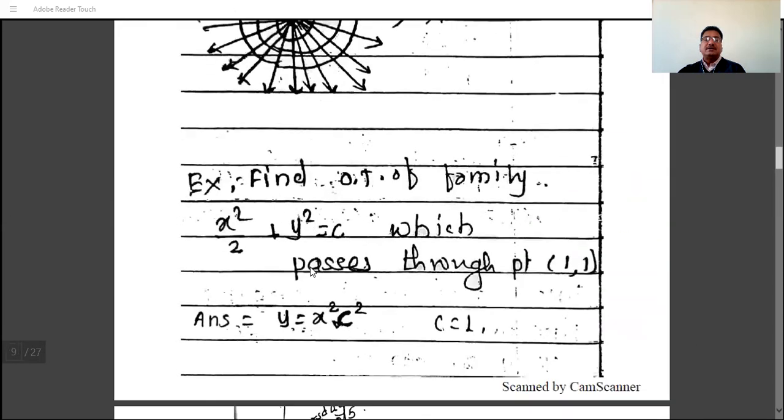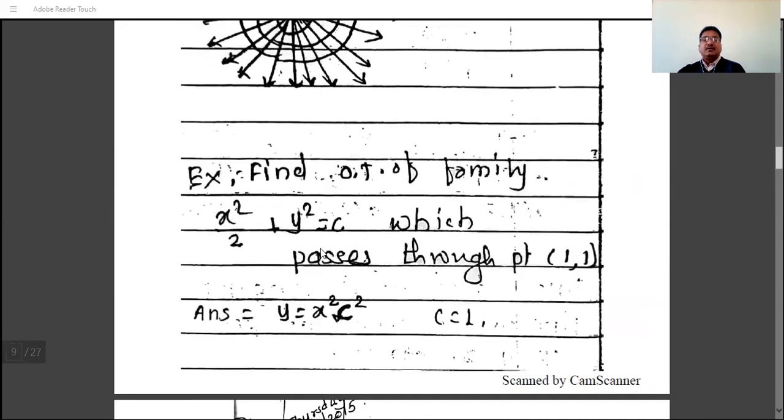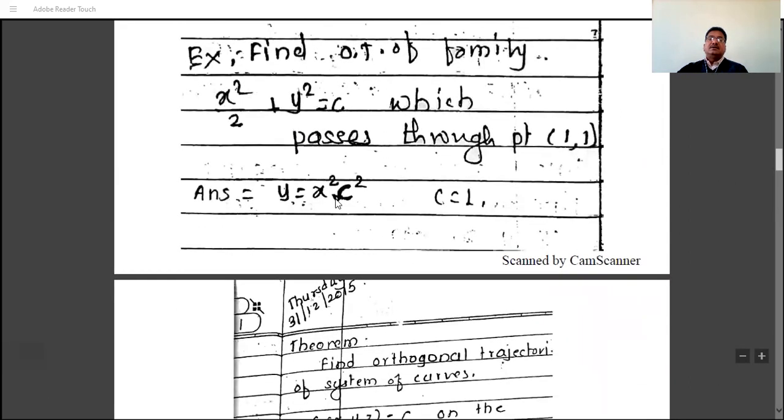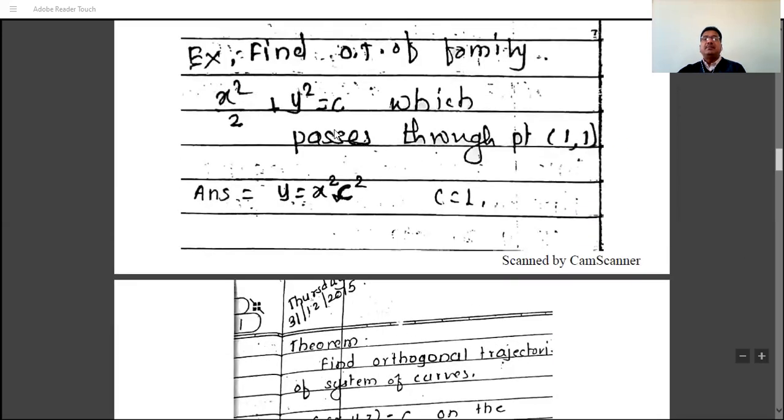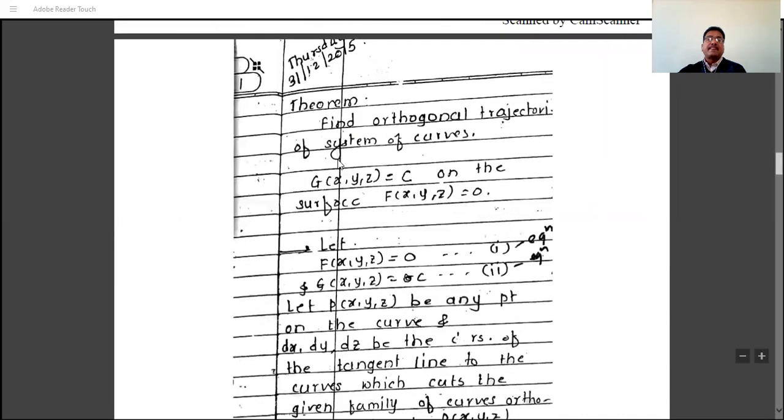Differentiate the given equation, find the first order derivative, and eliminate the arbitrary constant c from equation number 1 to get equation number 2. Then replace dy by dx with minus dx by dy and find its solution. We get the answer y equals c square x square, and c is 1. If you substitute c as 1, y is equal to x square is the particular member which is orthogonal to this given family.